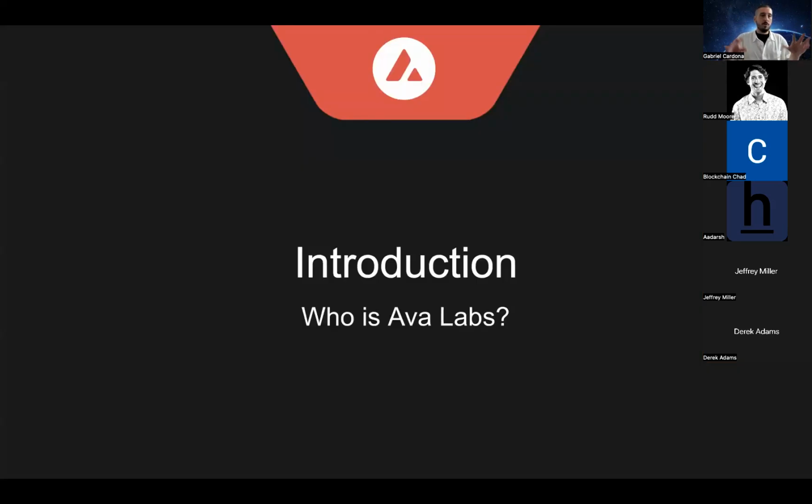So first, I want to just do a brief introduction about who is Ava Labs. Ava Labs is a world-class team of experts in the fields of computer science, economics, law, and finance. Our offices are located in NYC and Miami, but we have team members based all over the world. I am personally located in the San Francisco Bay Area, which is where I'm coming to you today.